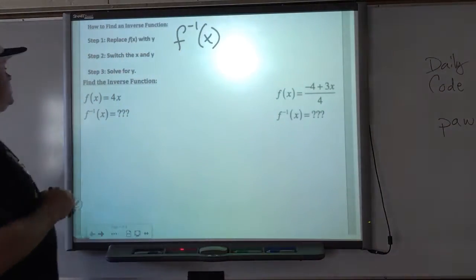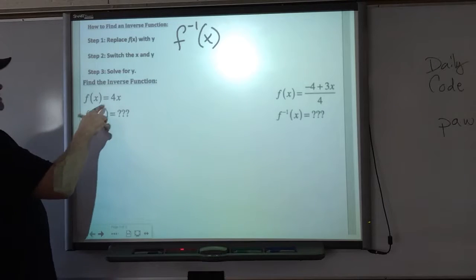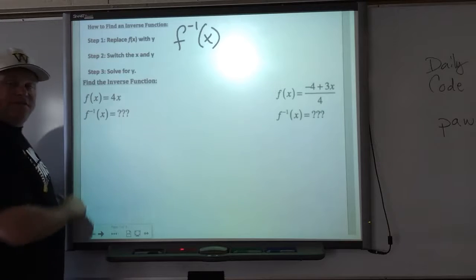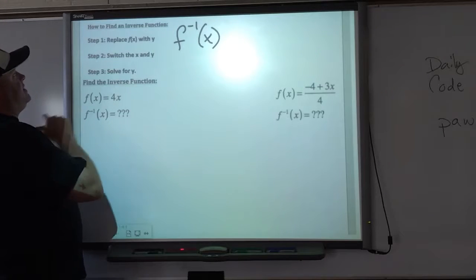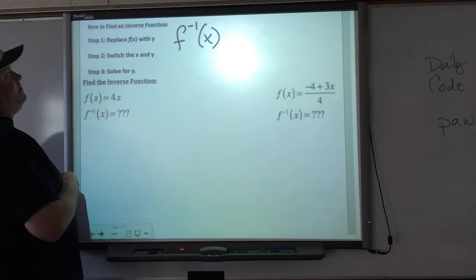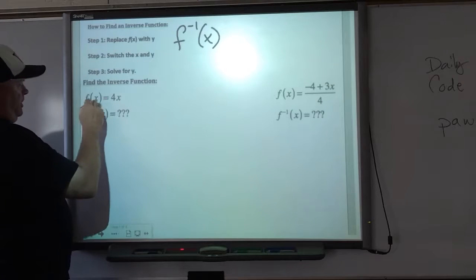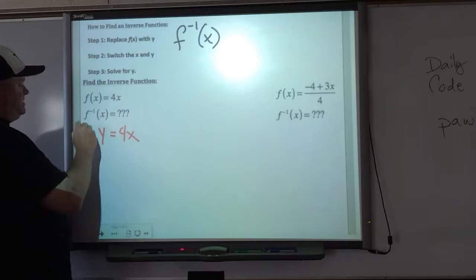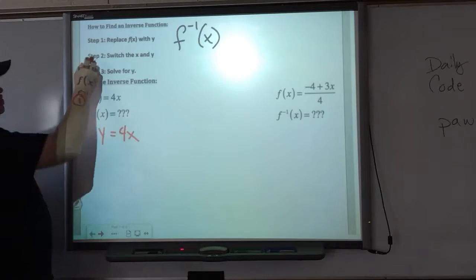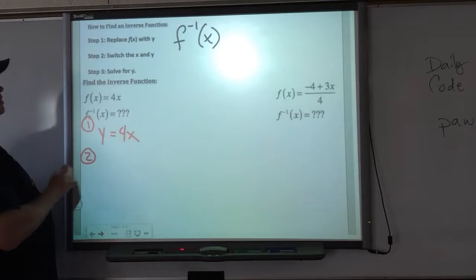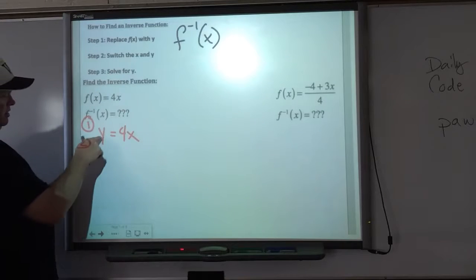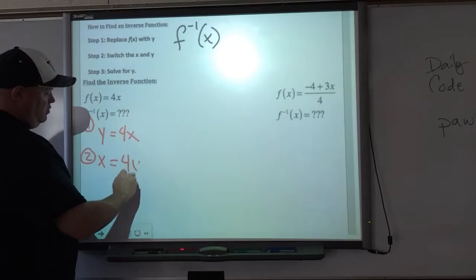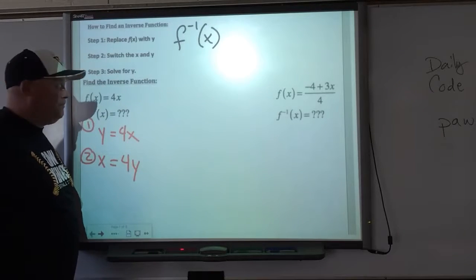Okay, so let's look at the first one. f of x equals 4x, and I want to find the inverse of f of x. So what does it say to do? The first step says replace f of x with y. So y equals 4x. That was step 1. Step 2, switch the x and the y. So y becomes x, x becomes y, just like that.